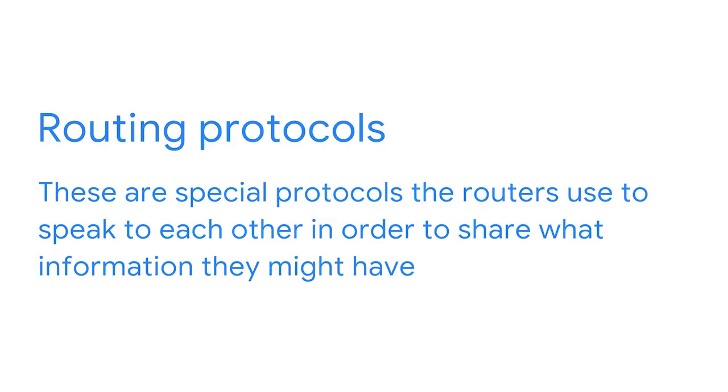In order to learn about the world around them, routers use what are known as routing protocols. These are special protocols the routers use to speak to each other in order to share what information they might have. This is how a router on one side of the planet can eventually learn about the best path to a network on the other side of the planet.